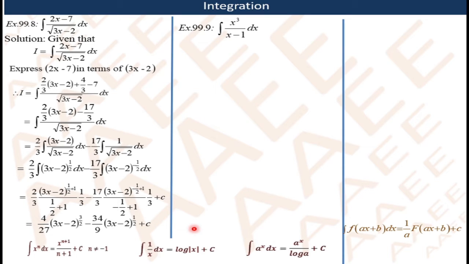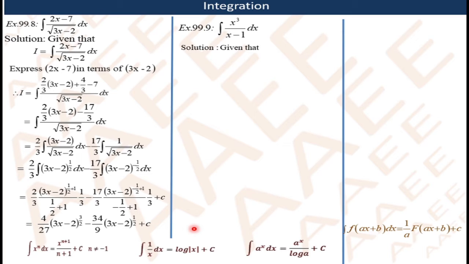Next, sum number 9, page number 99, integration x cube upon x minus 1 dx. This one also we can't integrate directly by using the standard formulas. Better we will transform it into the standard formulas so that we will be able to find the value of this integral.